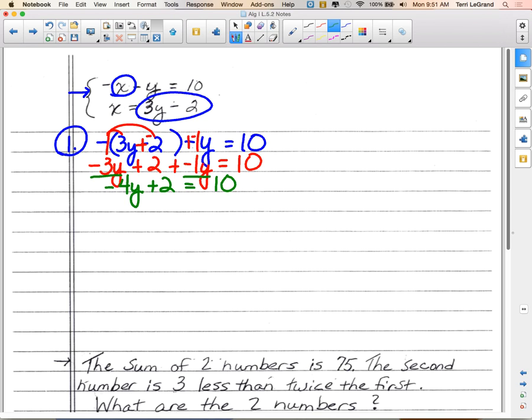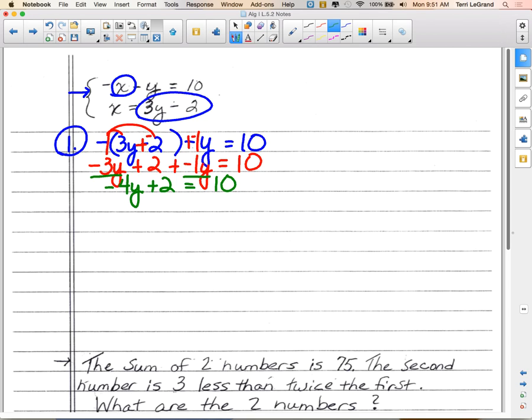Yes, Hayden. I did it where we got -3y plus 2 minus y plus 10, and I subtracted the 2 right away. You can do that. But then you're going to start solving, and then you're going to go back to simplifying, is basically what's going to happen.